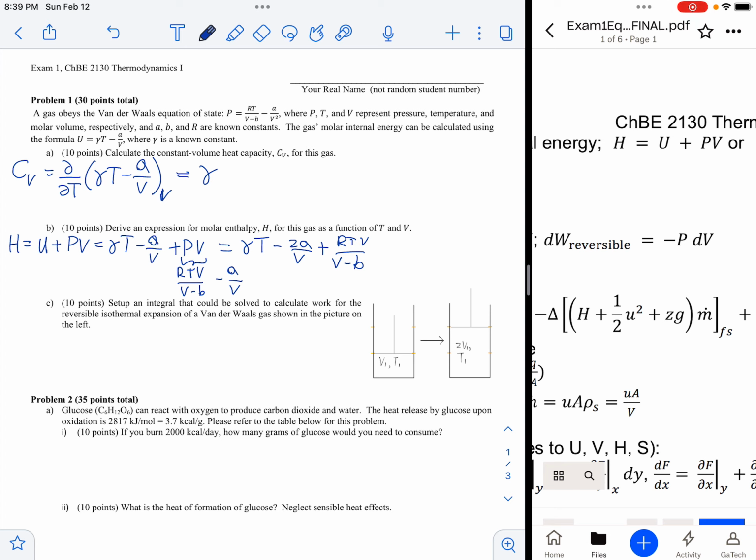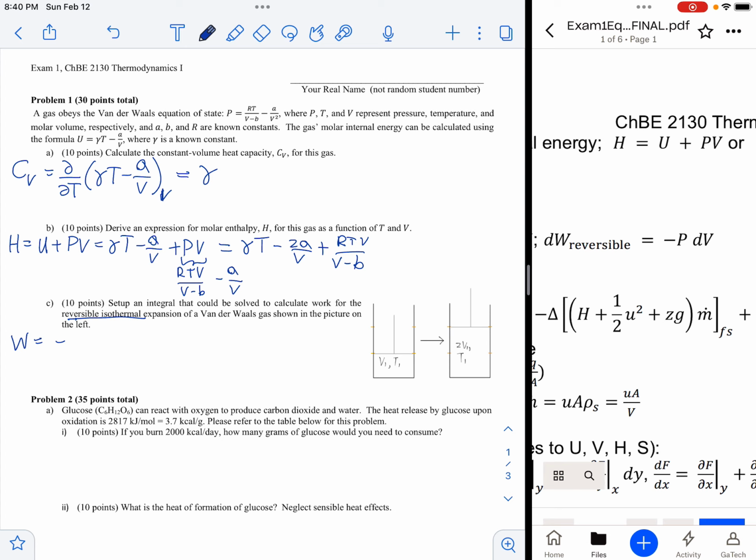Part C says set up an integral that could be solved to calculate work for the reversible isothermal expansion of a van der Waals gas, as shown in the picture on the left. So reversible is one of the important terms here. Reversible work, dW, is minus PdV. This is a constant temperature process. We're doubling volume. So the work, usually we define, well, at least our textbook defines work as work done on the system. So the work done by the system we could call negative.